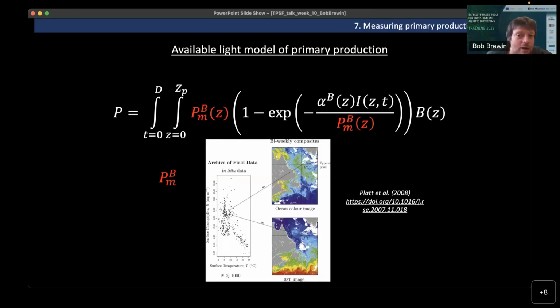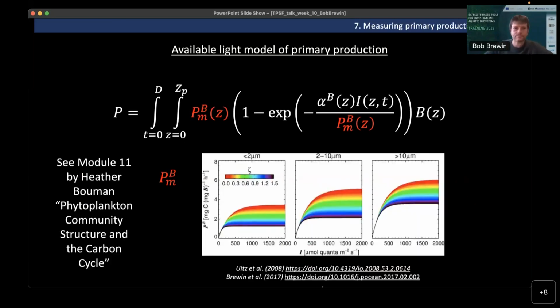So if we can get chlorophyll and temperature in a pixel accurately from satellite, we can then scrutinize that in situ data set to find conditions with similar chlorophyll and similar temperatures, and then search for an adequate PB max, a measurement that was conducted under those conditions, and assign that to a satellite pixel.